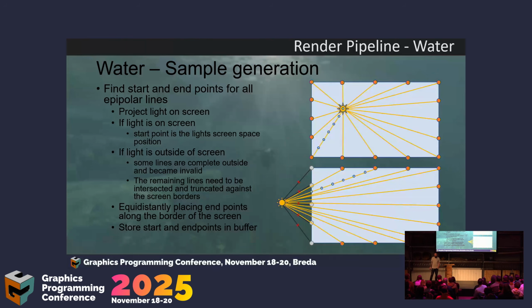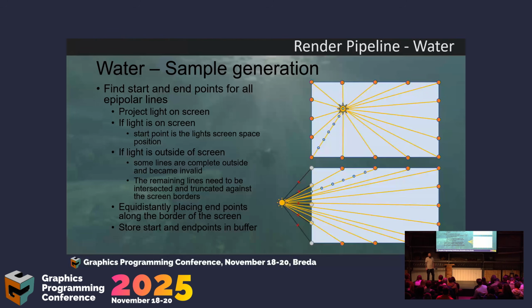So first we have to find the start and end point for all epipolar lines on the screen. So for this we project our light on the screen. If the light is within our screen borders, we just use the screen space position as start point for epipolar lines. If the light falls outside our screen boundaries, some of the epipolar lines will be completely invisible. The remaining lines need to be intersected and clipped against the screen border to find the start point, as you can see in the lower right image.